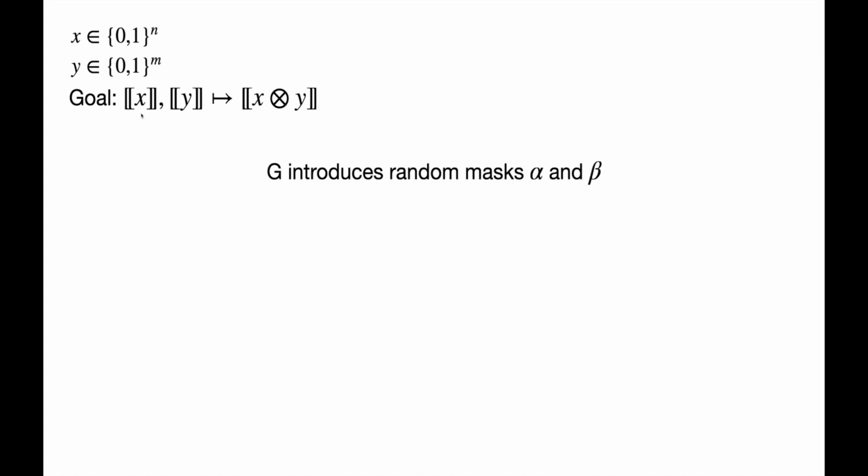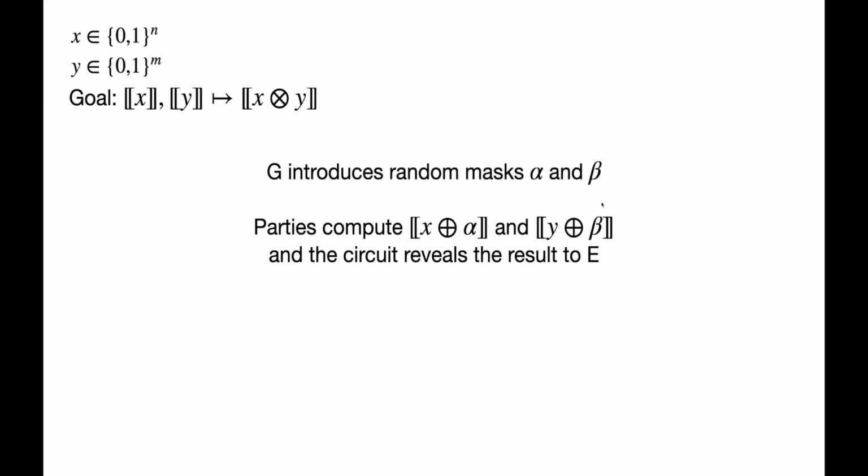First, the generator introduces two uniformly random masks, alpha and beta. Next, the parties compute X plus alpha and Y plus beta inside the garbled circuit. These computations require no additional communication, thanks to free XOR. The garbled circuit then reveals these values to the evaluator in clear text. Notice that this revelation gives no useful information to the evaluator, because alpha and beta act as uniform masks on X and Y. However, since E knows these values in clear text, we can use them as the left-hand argument to an outer product, as shown on the previous slide.